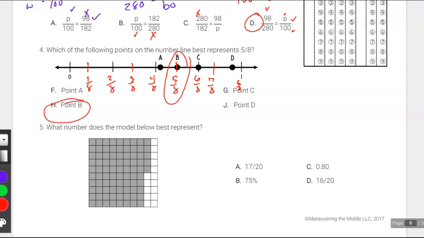You just got to make sure the number of increments has to match the denominator. So there have to be 8 of those in this one.